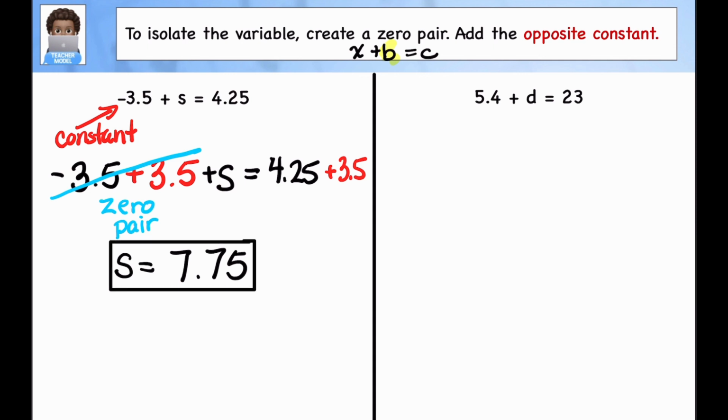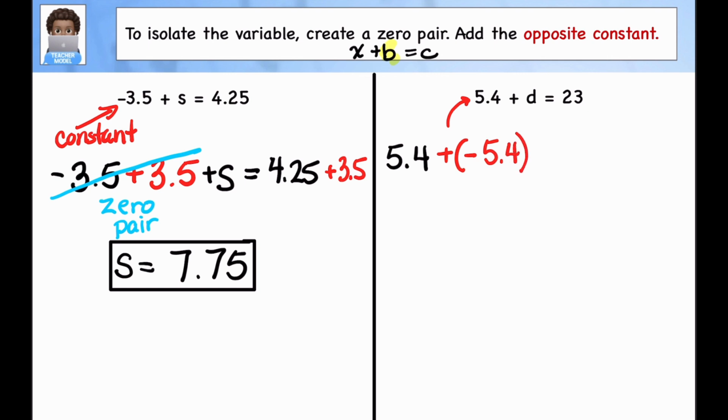We're done with it. You see how it's really easy: by just adding the opposite of the constant, we cancel them out. It leaves our variable by itself because we end up with a 0. So let's do the same thing over here. We can see what our constant is right here. So what is its opposite? Well, the opposite of 5 and 4/10 is negative 5 and 4/10, so we're going to add that.